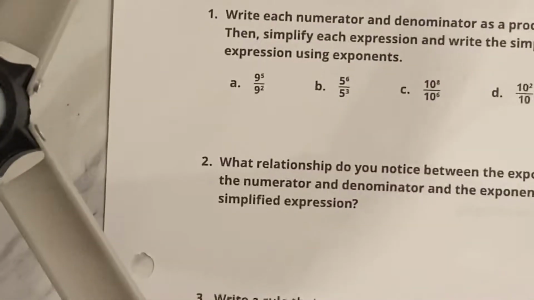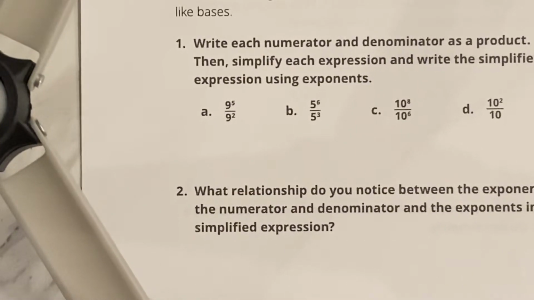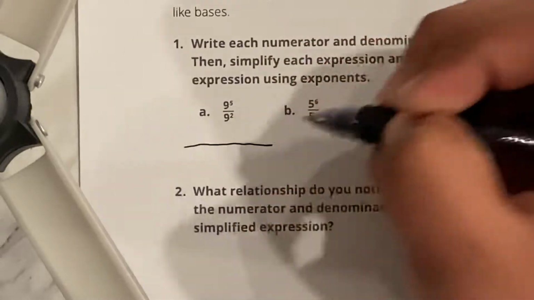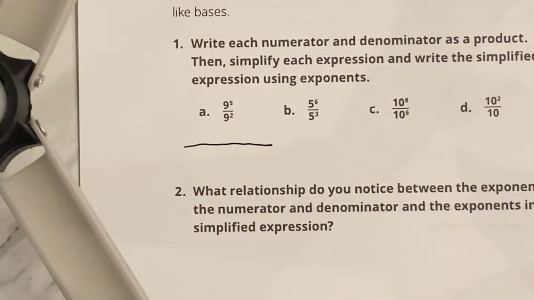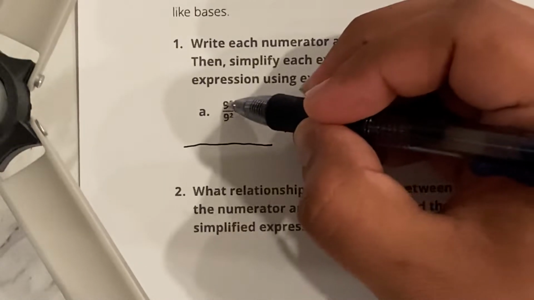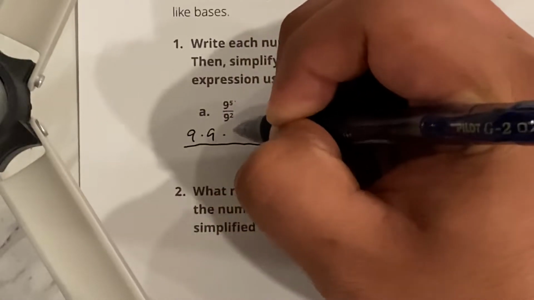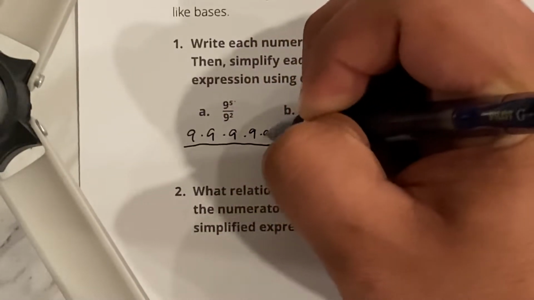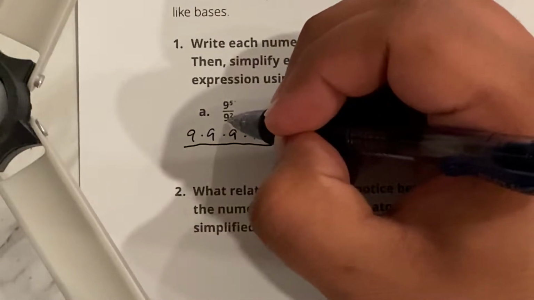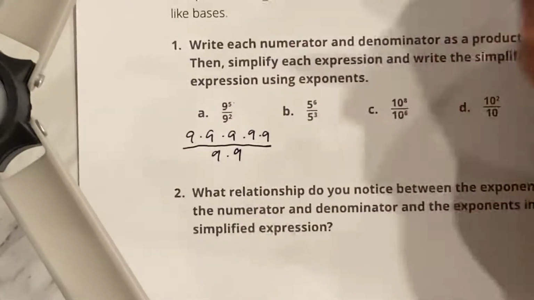Okay, looking at letter A, I have a fraction, so I'm going to make a fraction bar. You want to make sure you remember there are five nines. I'm going to write the five nines: nine times nine times nine times nine times nine. How many nines on the bottom? There are two nines, so nine times nine.